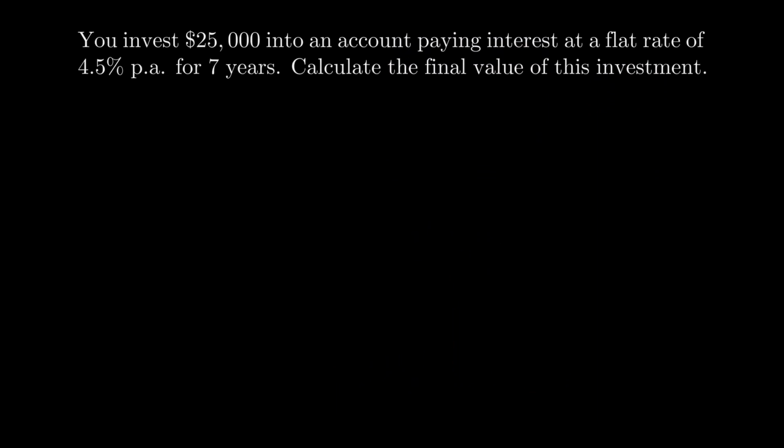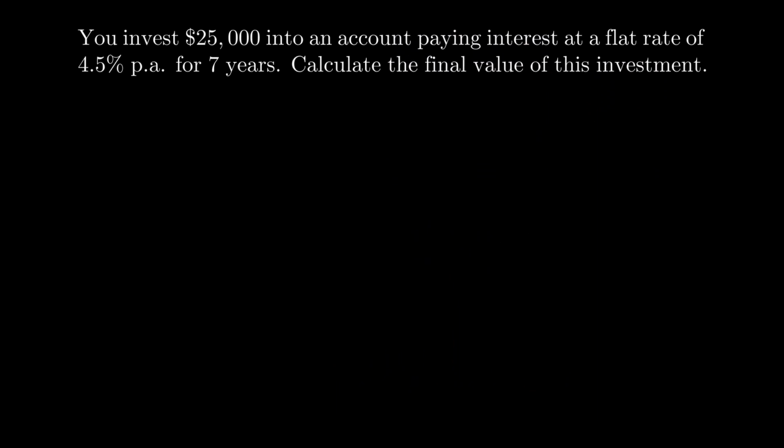So let's see an example of that. We want the final value of a $25,000 investment with interest paid at a flat rate of 4.5% per annum, per year, for 7 years. Now flat rate just means simple interest, another word for the same thing. So first, it's a rate of 4.5% per annum. That means we're thinking about the interest earned each year.